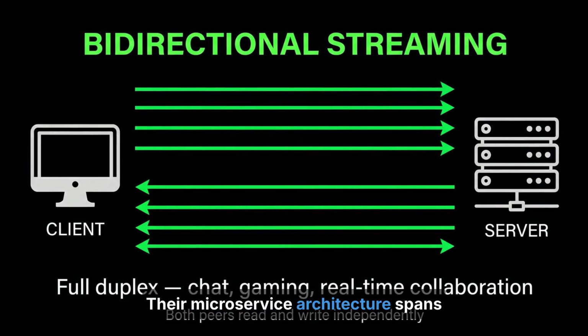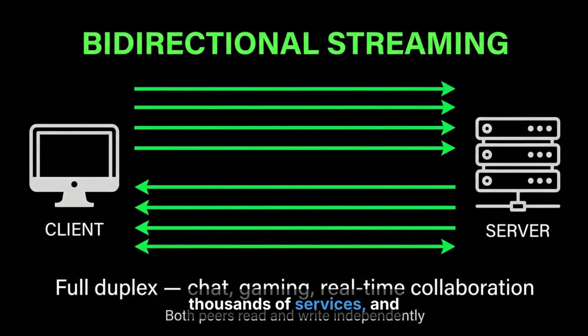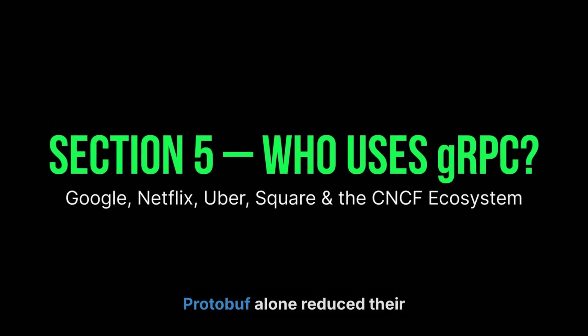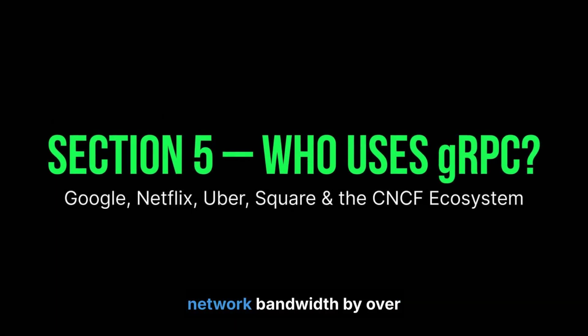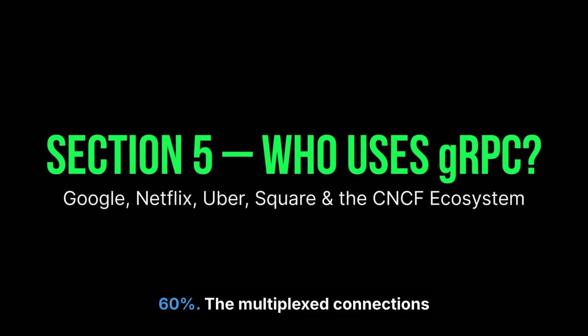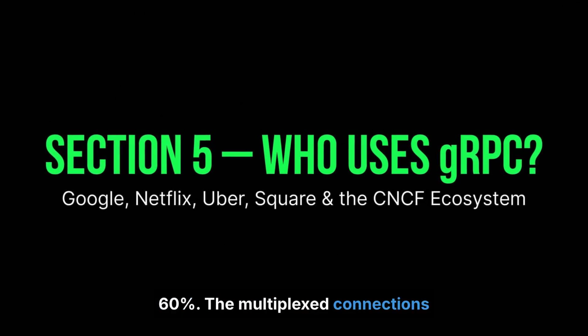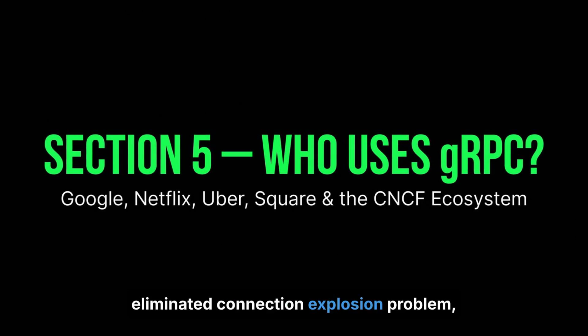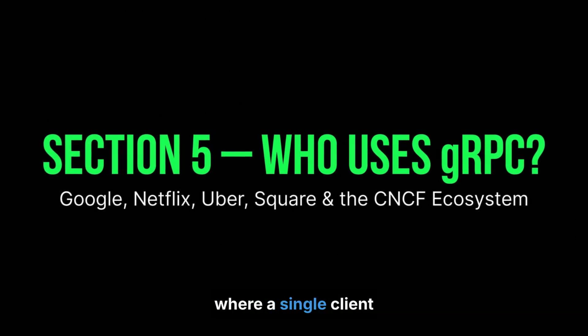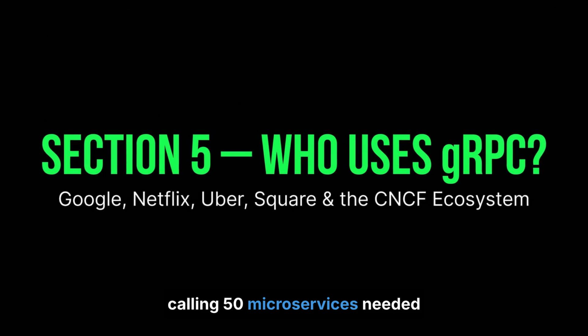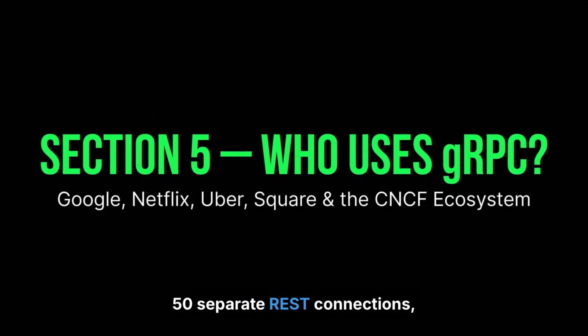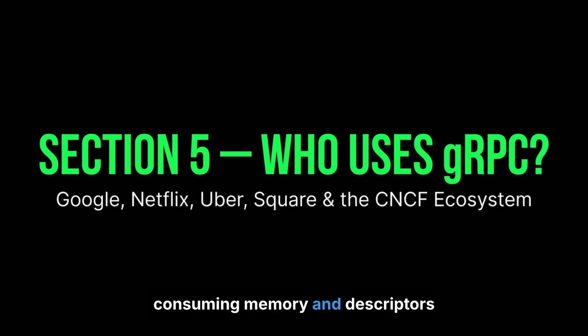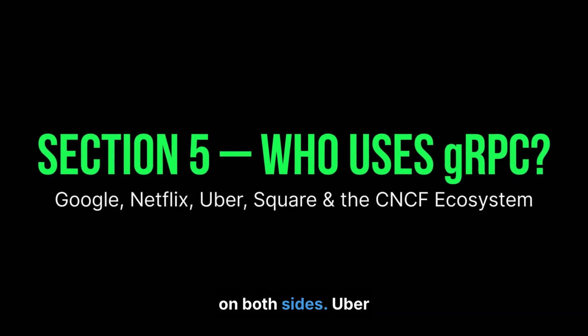Netflix replaced REST with gRPC for its back-end service mesh. Their microservice architecture spans thousands of services, and the payload savings from Protobuf alone reduced their network bandwidth by over 60%. The multiplexed connections eliminated the connection explosion problem, where a single client calling 50 microservices needed 50 separate REST connections, consuming memory and file descriptors on both sides.